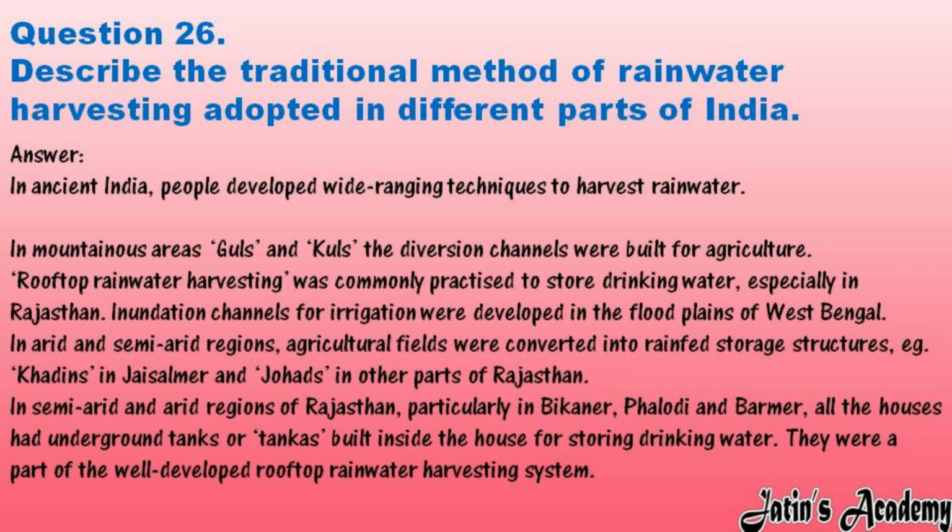Inundation channels for irrigation were developed in the floodplains of West Bengal. In arid and semi-arid regions, agricultural fields were converted into rain-fed storage structures, for example Kadins in Jaisalmer and Johads in other parts of Rajasthan. In semi-arid and arid regions of Rajasthan, particularly in Bikaner, Phalodi and Barmer, all the houses had underground tanks or tankas built inside the house for storing drinking water. They were a part of the well-developed rooftop rainwater harvesting system.